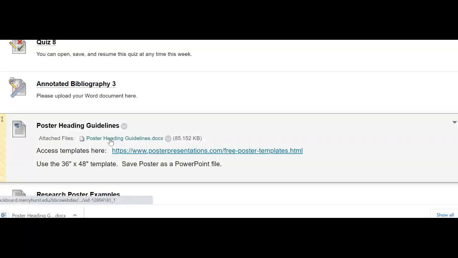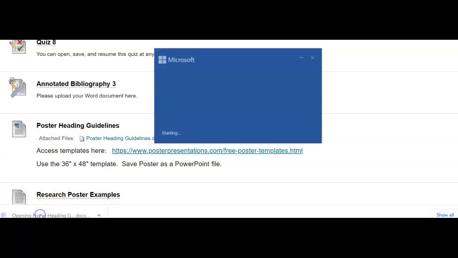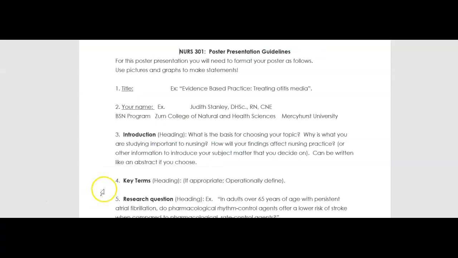So for the poster heading guidelines, this is what you're going to see. So when you're on the next link, when you're on your PowerPoint template to do a poster, you're going to make sure you have a title. So what's the title of your poster? Is it Evidence-Based Practice, Treating Otitis Media? That's just an example.